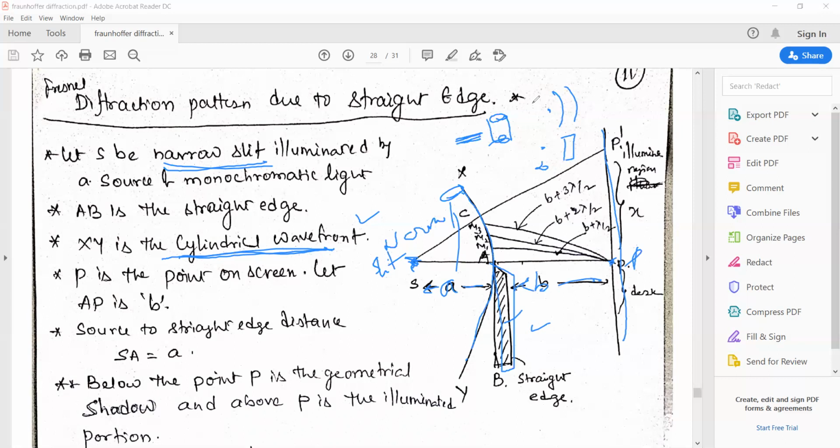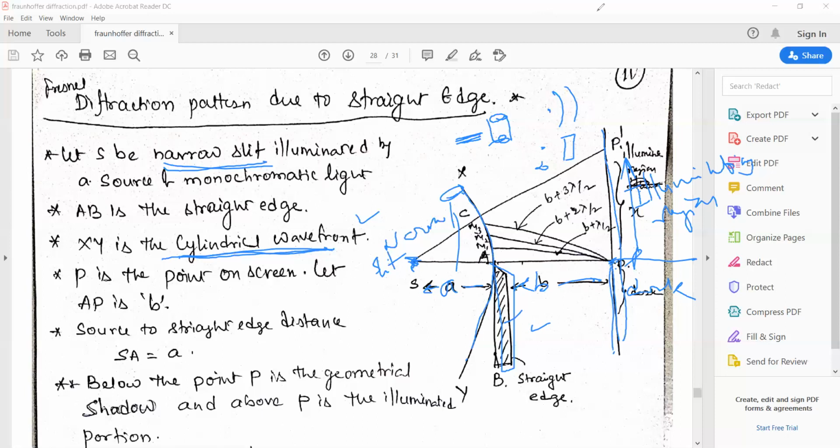So now what do you expect on the screen? Since the light is exposed on the screen, above the point P you will get an illuminated region. Above point P you will see some light. Do you see any light below P? Since there is an obstacle, it is expected that you will not see any light. That's why the region below point P is called the dark region.